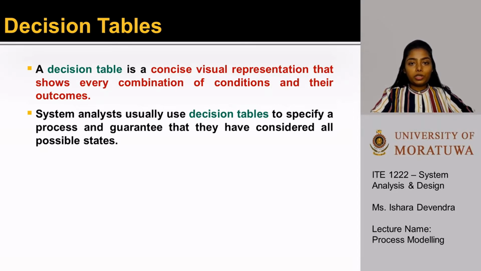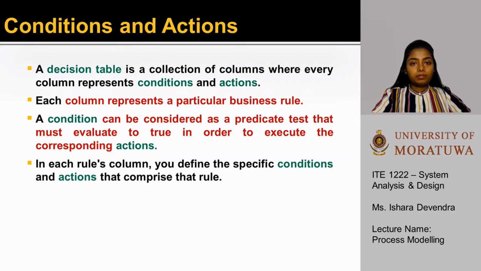The next process description tool is decision tables. A decision table is a concise visual representation that shows every combination of conditions and their outcomes. System analysts usually use decision tables to specify a process and guarantee that they have considered all possible states. In decision tables, we mainly use conditions and actions.